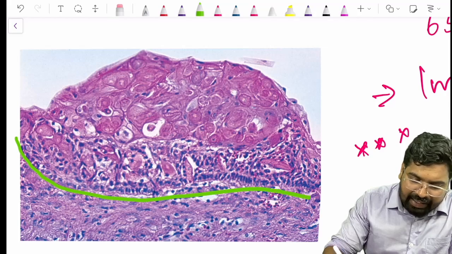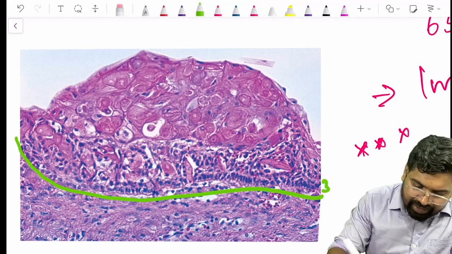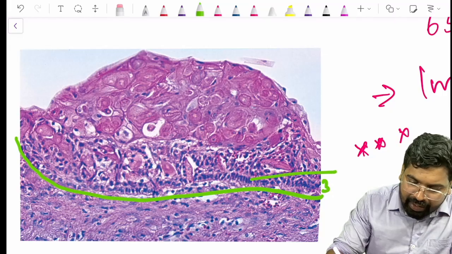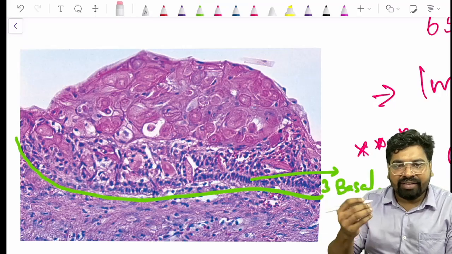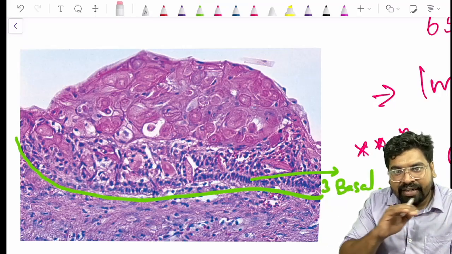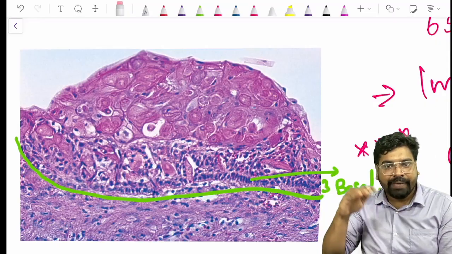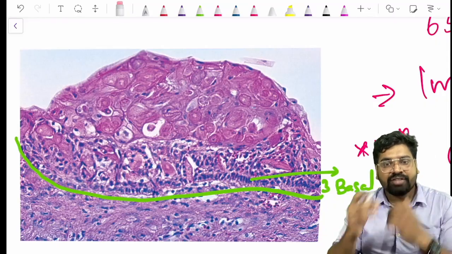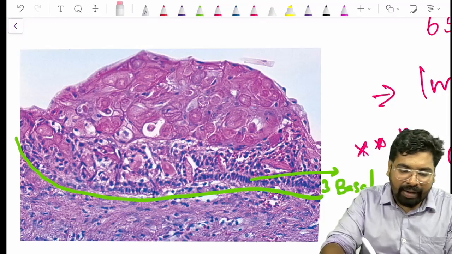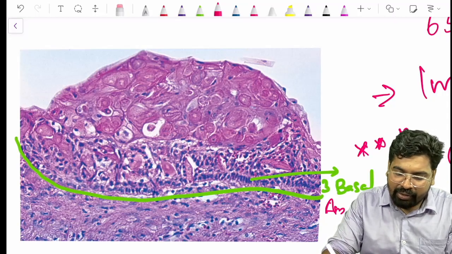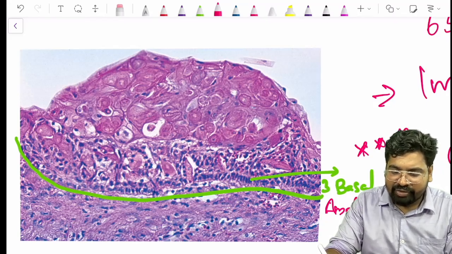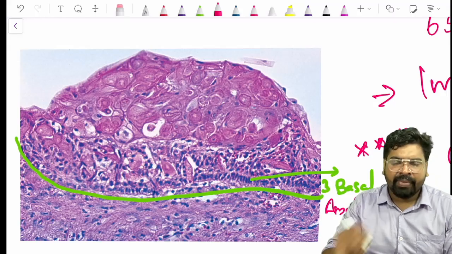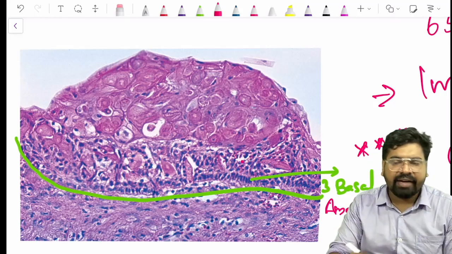This is the epithelial lining here, and you see the basal layer. See this part. That is the basal layer, and you can see that the nucleus is very dark blue, and they are tall columnar cells. They are arranged in the same line with a reversal of polarity. So these are ameloblast like basal cells. And above that you can see some stellate reticulum like cells.